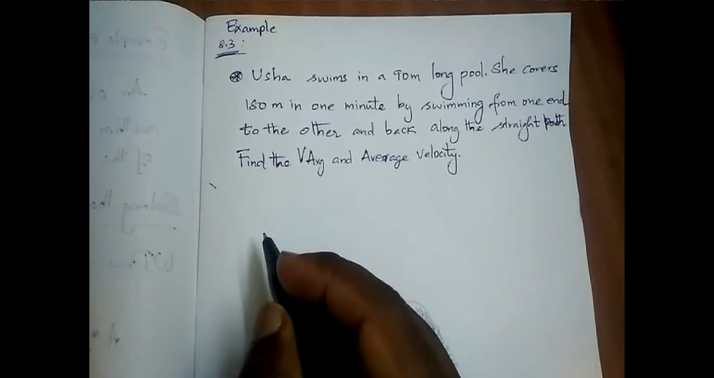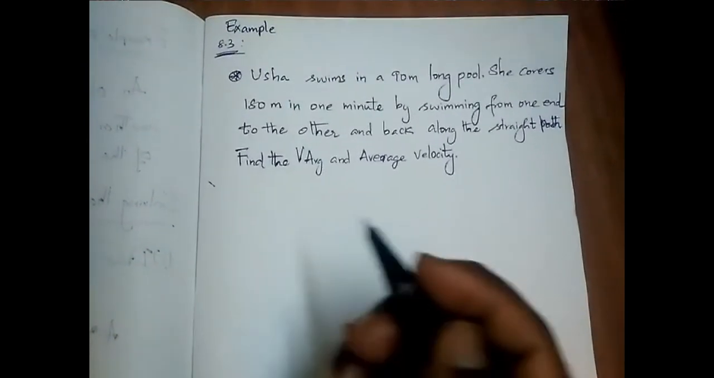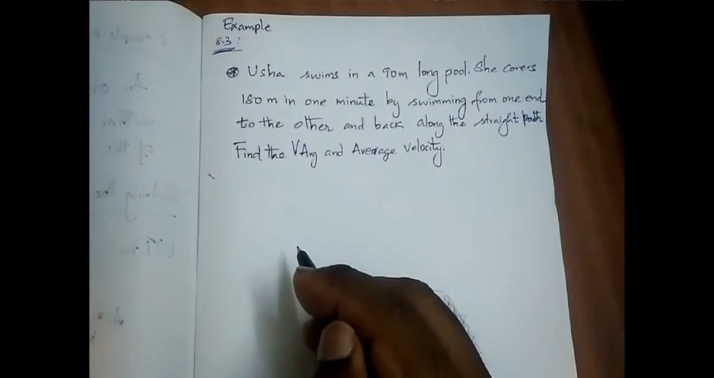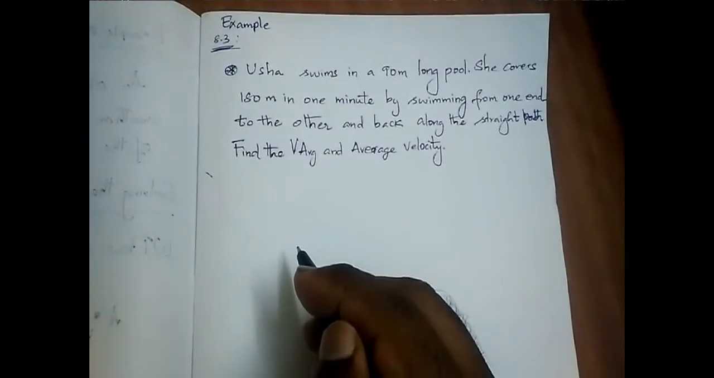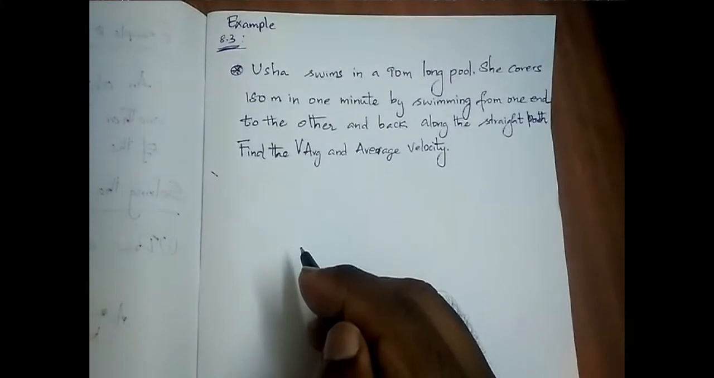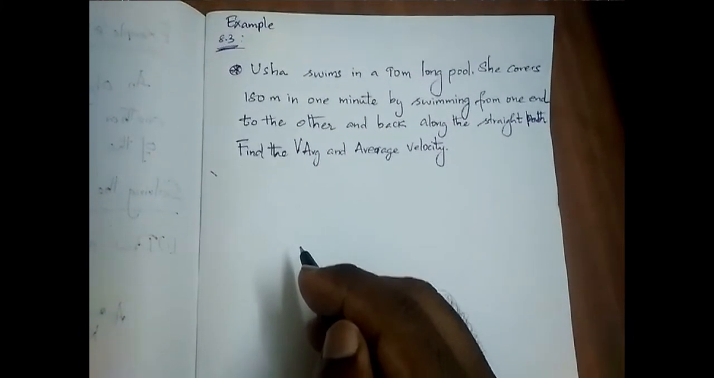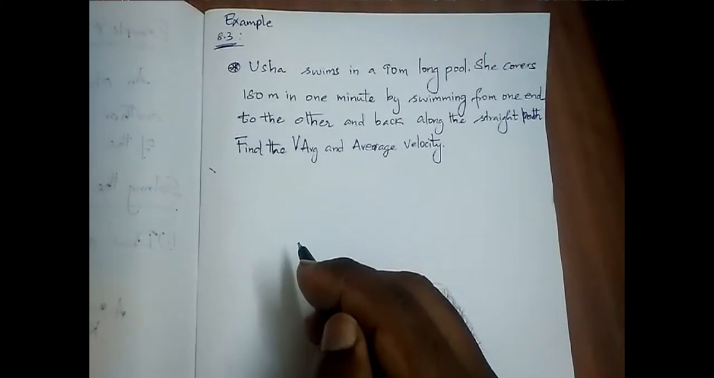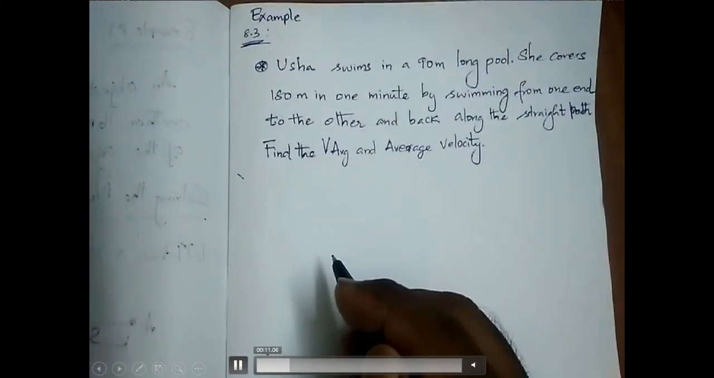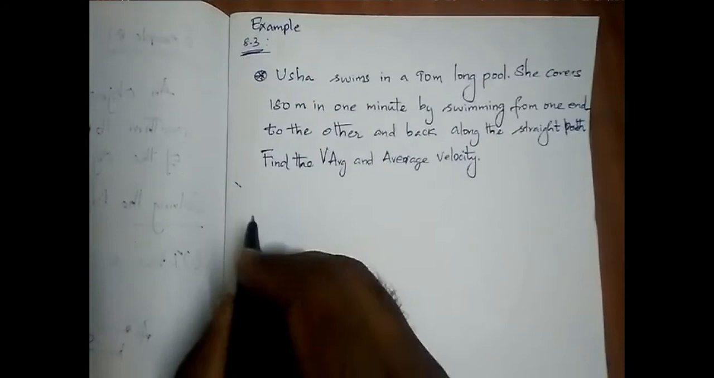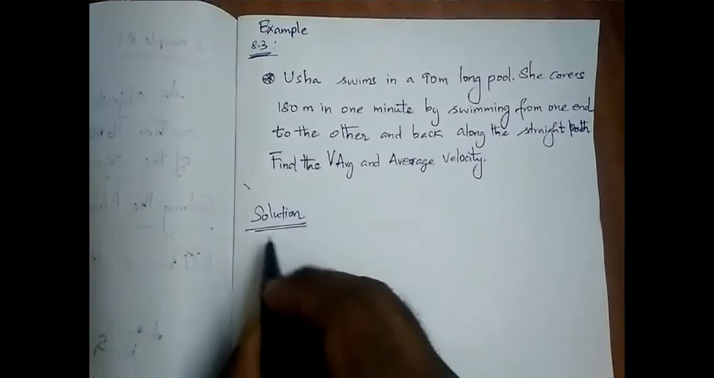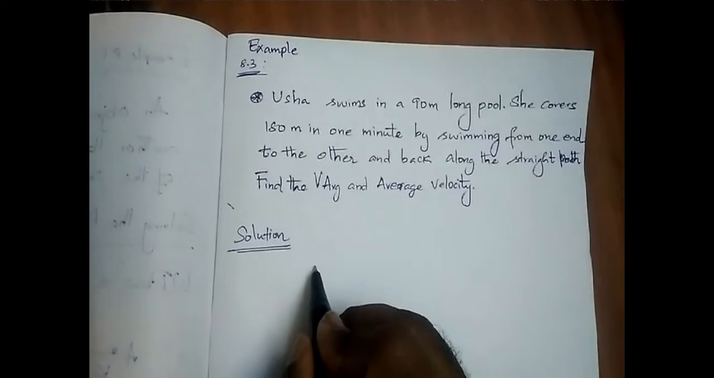Usha swims in a 90-meter long pool. She covers 180 meters in 1 minute by swimming from one end to the other and back along the straight path. Find the average speed and average velocity. Now you might have understood. What is the first thing we are going to do in solving the problem? First, we draw a diagram to understand what is there in the question.